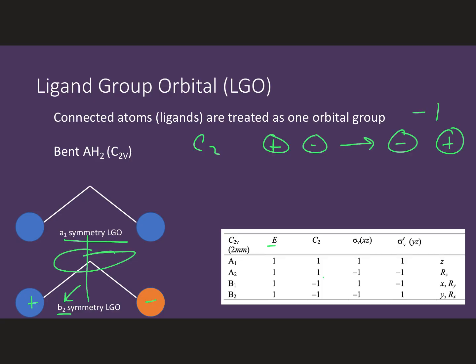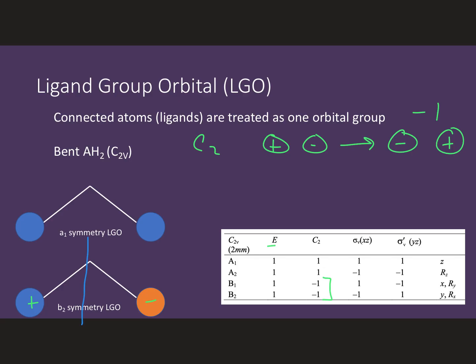So that has to be one of these two symmetry labels here. Which one is it going to be? It depends on what we look at with all of our other symmetry operations. So other symmetry operations that I can look at, let's do the mirror plane here, the XZ mirror plane here.